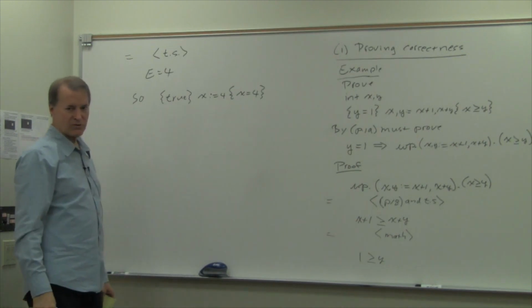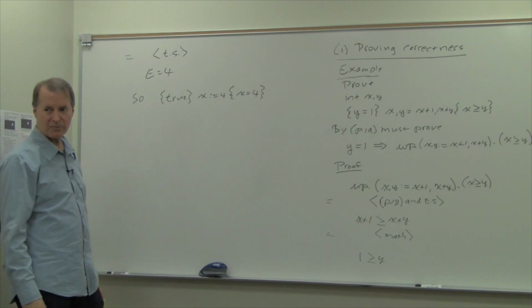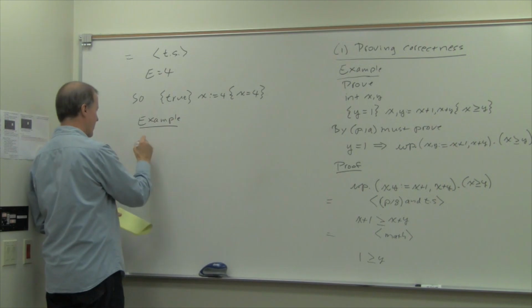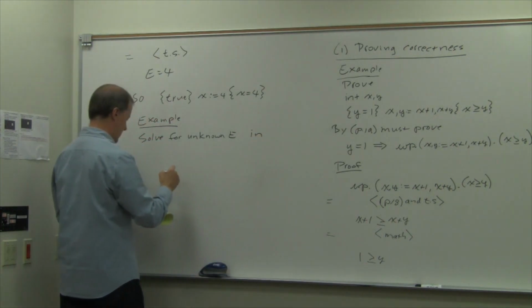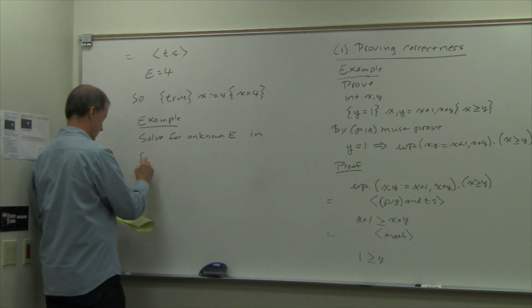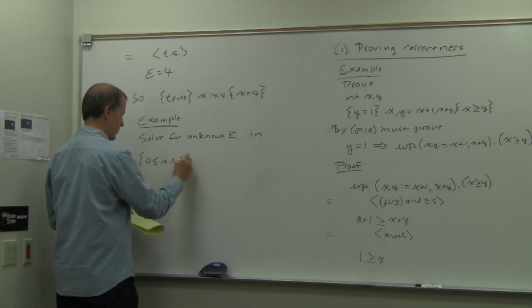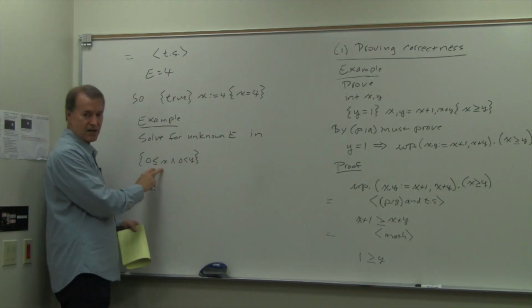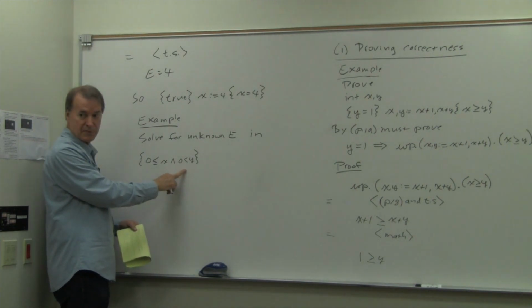We're going to do a little segment from what's called the division algorithm. Solve for unknown e in the following. Now check this out. It's a little more complicated. 0 is less than or equal to x and 0 is less than y. So this is saying that x is non-negative and y is positive, right? Are you with me?